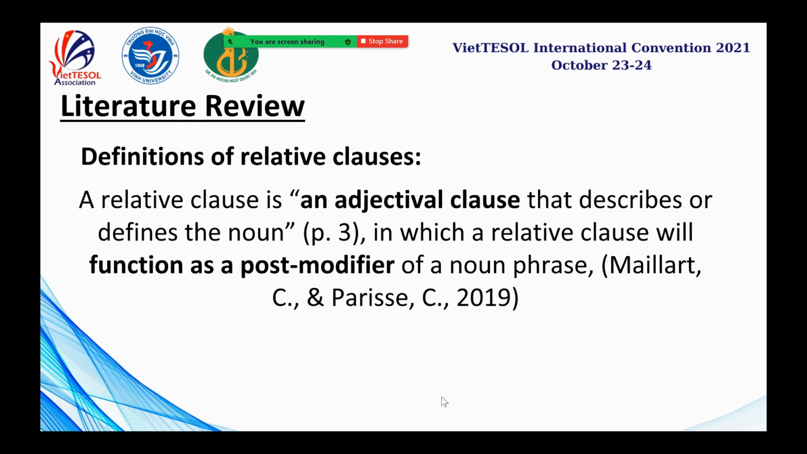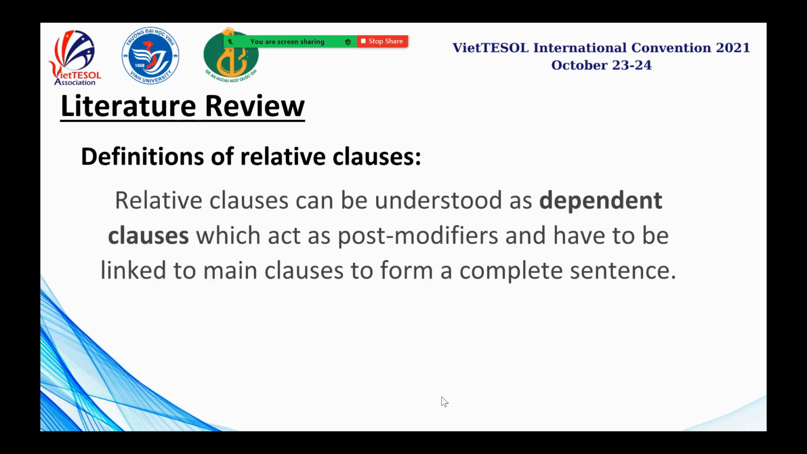Besides, according to Miller and Vietesol 2019, a relative clause is an adjectival clause that describes or defines the noun, in which a relative clause functions as a modifier of a noun phrase. So in brief, in this study, the researcher defines the relative clause as a dependent clause which adds a post-modifier and has to be linked to a main clause to form a complete sentence.